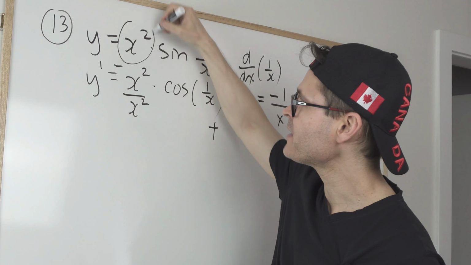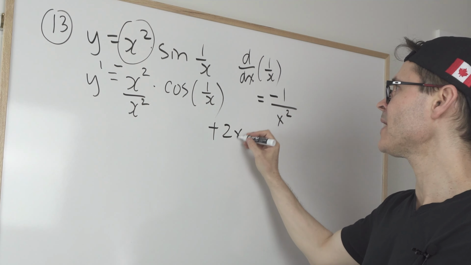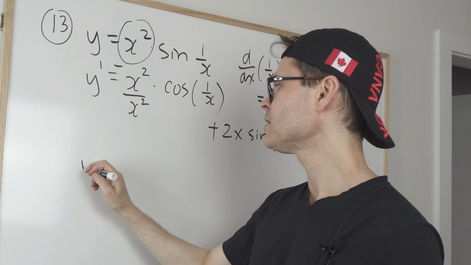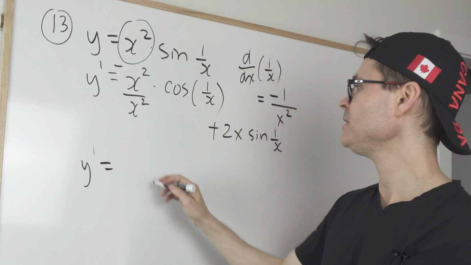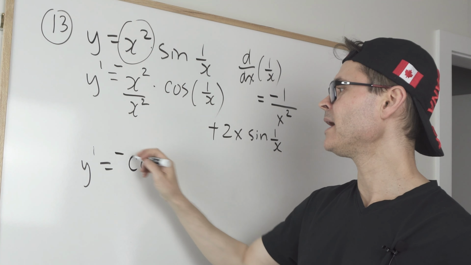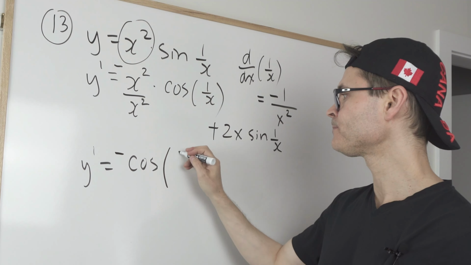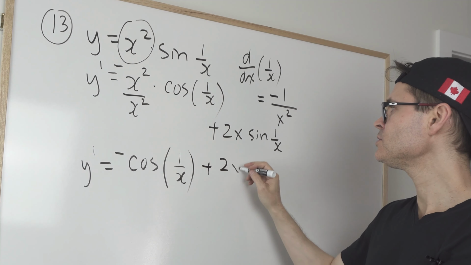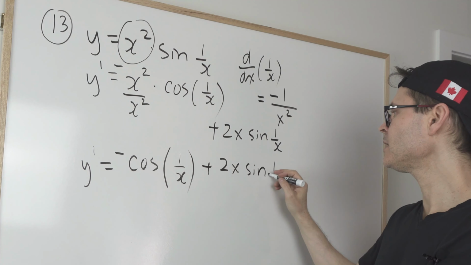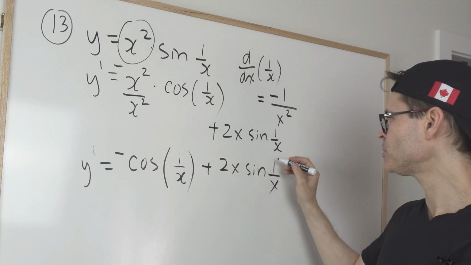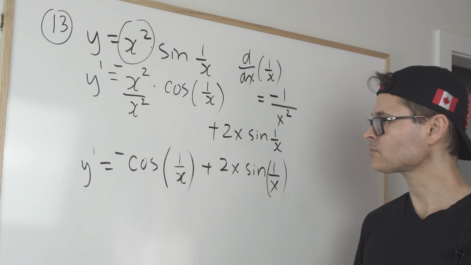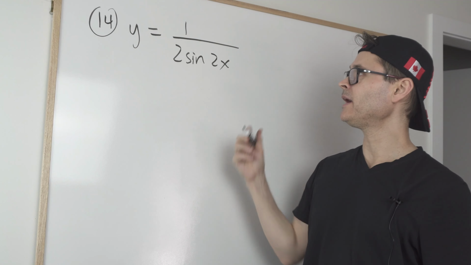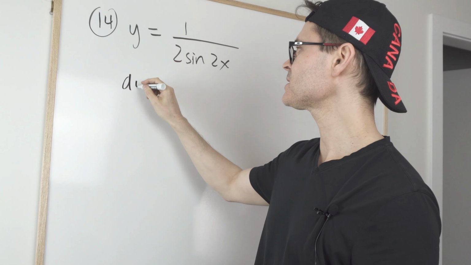So the derivative of that, which is x squared, is 2x, times the sine of 1 by x. Let's clean this up. So y prime here is going to be equal to the cosine with a minus in front of it, I almost overlooked that, of 1 by x, plus 2x sine 1 over x. I'll put brackets around that as well. There she be. Up next we have 1 over 2 sine double angle.